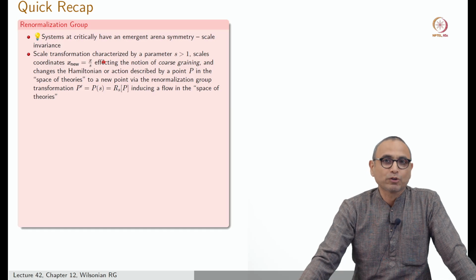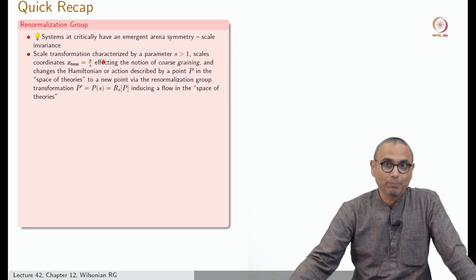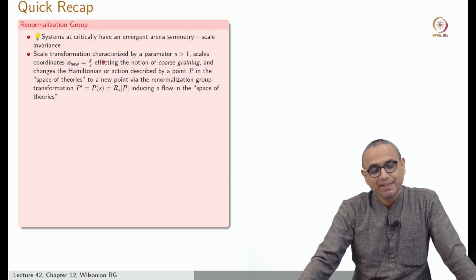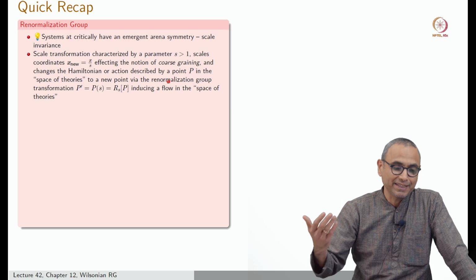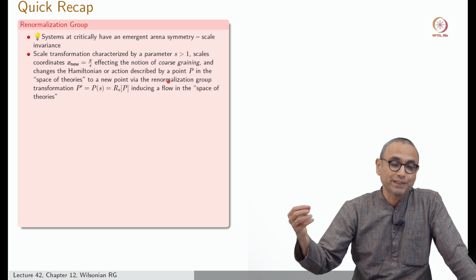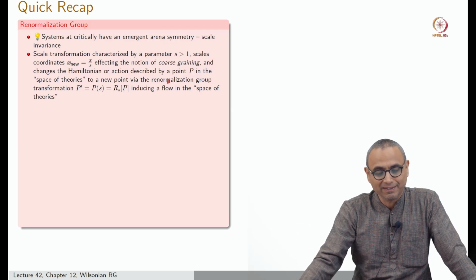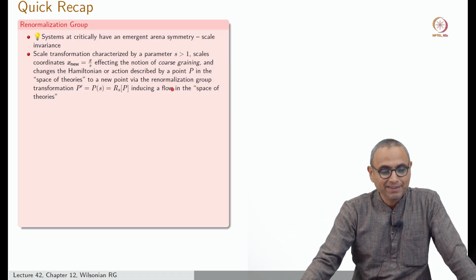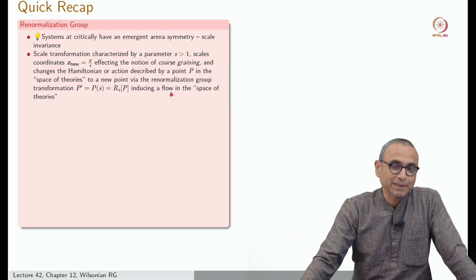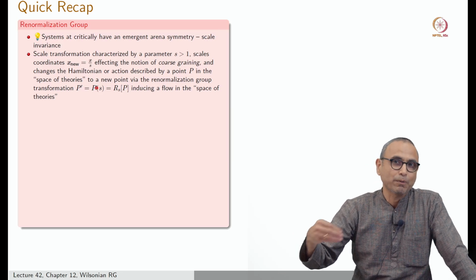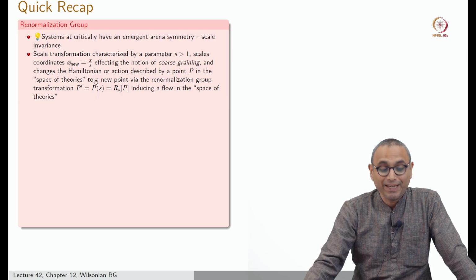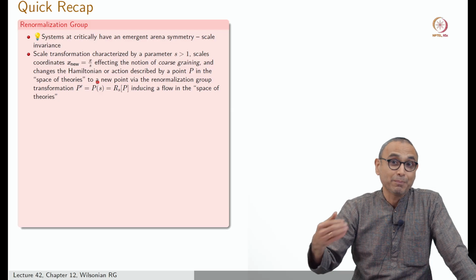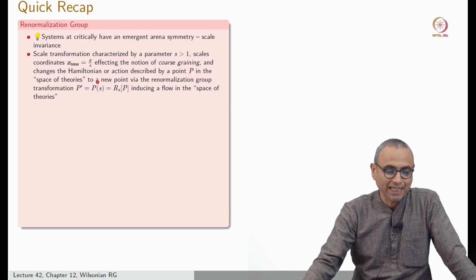And if you think of the Hamiltonian as something like a Ginzburg-Landau theory with all possible symmetry allowed terms, then this Hamiltonian can be thought of as a point in the space of theories, in the sense that you collect all the coefficients of the different operators that go into the Lagrangian density, and you collect them into a point P. The idea now is that the scale transformation that you are performing will change this point to a new point P prime, which we write as P of S, because the point P prime will be determined by S, the factor by which you are scaling.